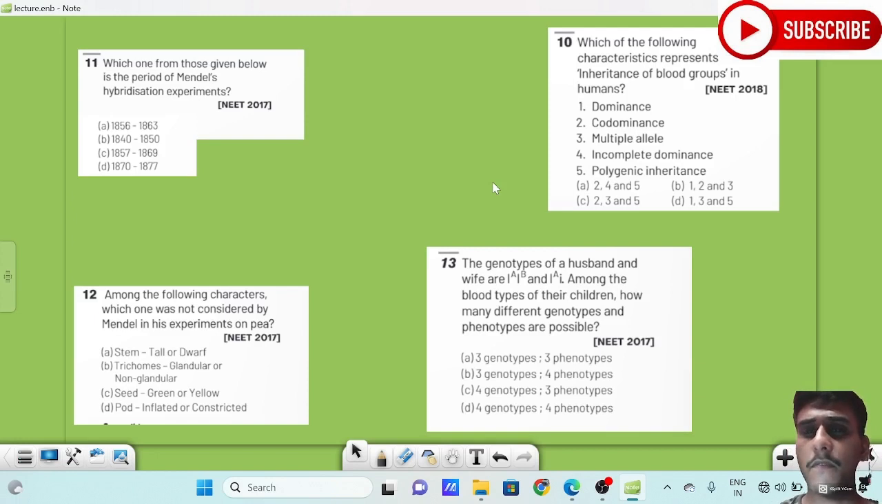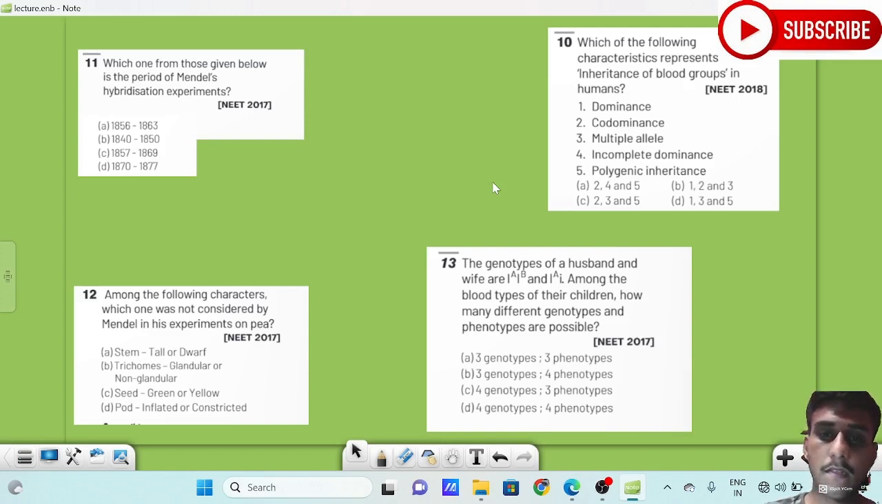Which of the following characters represent inheritance of blood group in human? Yes, it is an example of dominance, codominance, and multiple allelism, right? 1, 2, and 3. So the option is option B, 10B.